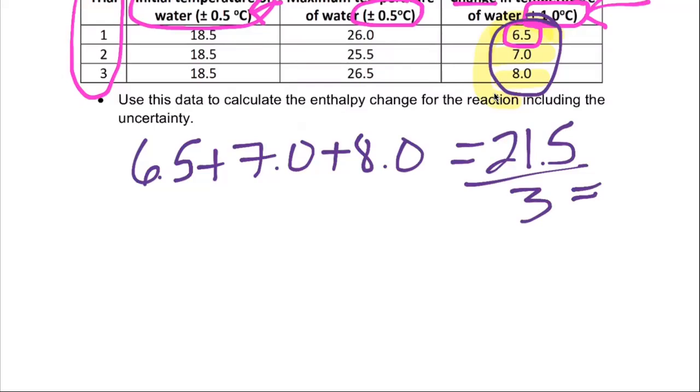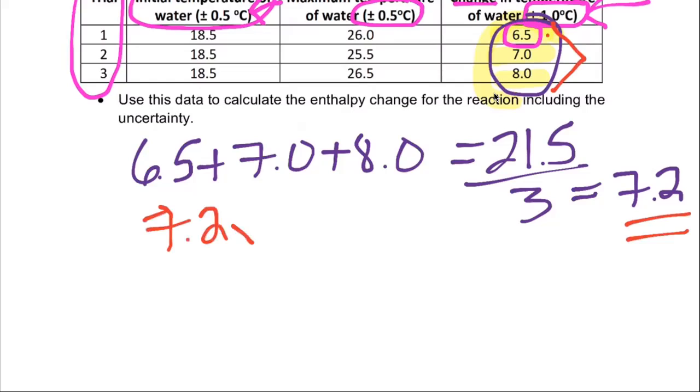So we're just going to round it to 7.2. And the reason I'm going to round it to 7.2 is because I want to keep my precision the same. So if I look back up here in the problem, all my temperatures were rounded to 1 decimal place, okay? So I'm gonna keep it the same number of sig figs, 2 sig figs, 1 decimal place. So my average temperature is 7.2 plus or minus 1.0 degrees C.